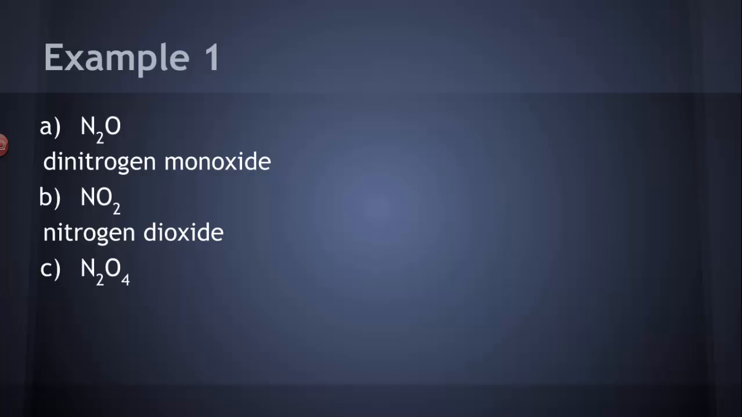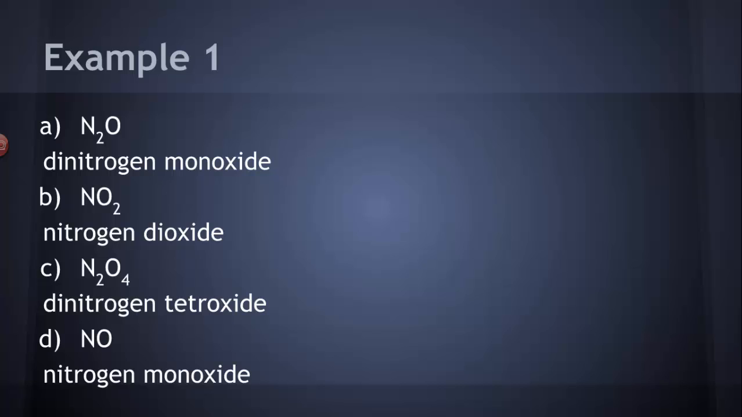N2O4. Well, now we got two things going on. We have two nitrogens, just like we had in the first one. So the first word is going to be dinitrogen. And now we have four oxygens. The Greek prefix for four is tetra. Tetraoxide. We have to stutter a little bit to say it that way. So we just elide the vowels. We blur them together. We get tetroxide. Dinitrogen tetroxide. And this last one, NO, one nitrogen, one oxygen. One is mono, but we don't start with mono, so we just say nitrogen monoxide.